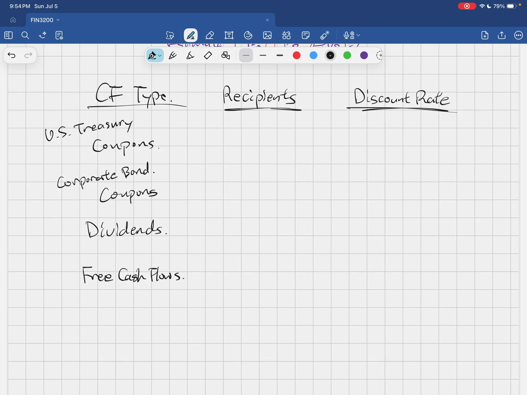Okay, so these are the different types of cash flows that we talked about. And the reason why I make a distinction is because the risks associated with these cash flows are different, right? Let's first talk about who gets them. Okay, who gets them?